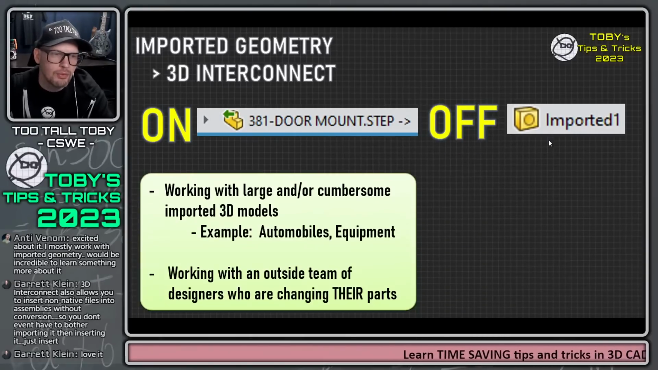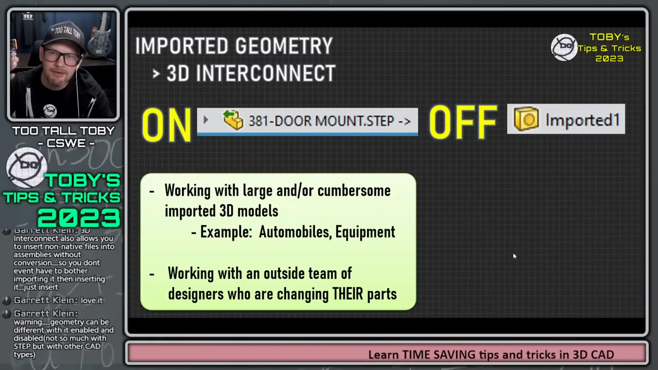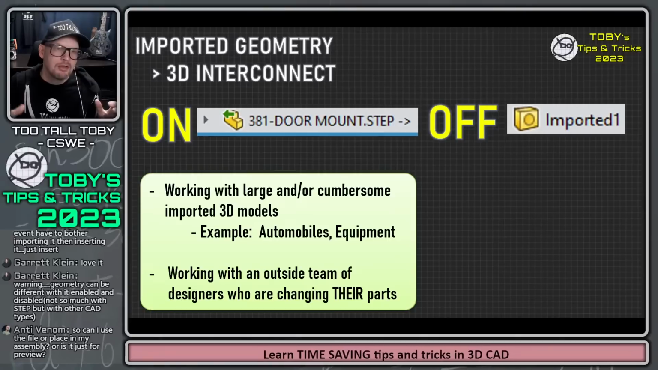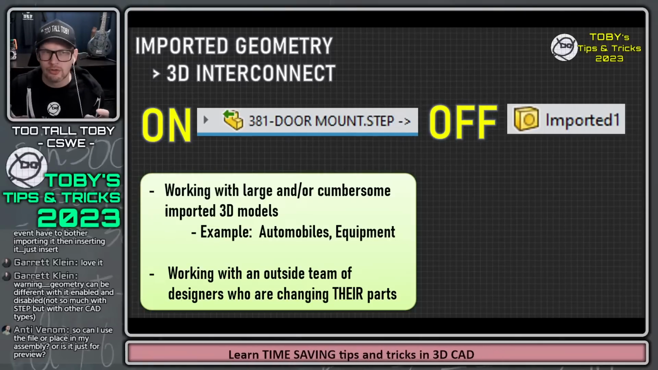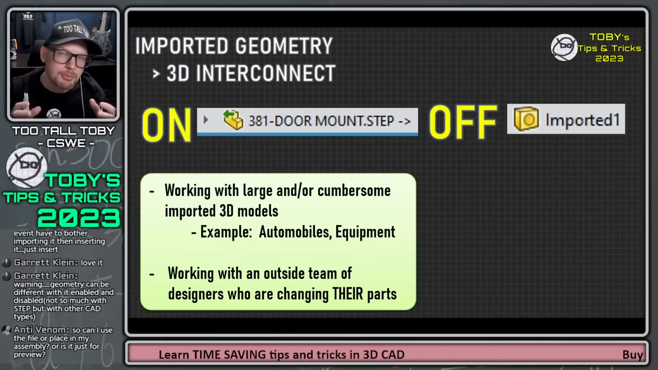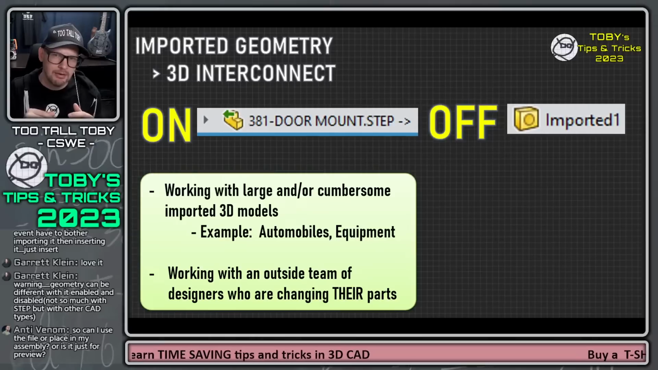The general rule that I use is, if you're working with a very large or very cumbersome imported 3D model, like an automobile or a complicated piece of equipment, you probably want 3D interconnect turned on, because your imported files are going to open much more quickly in SolidWorks. You're not going to have to sit there and wait for everything to convert into the SolidWorks format.